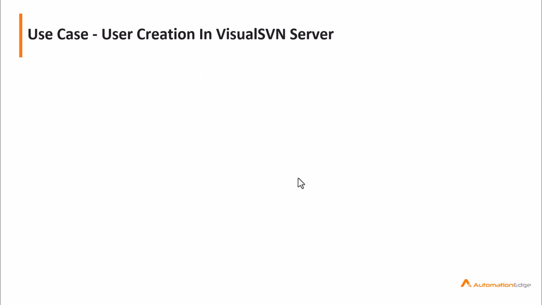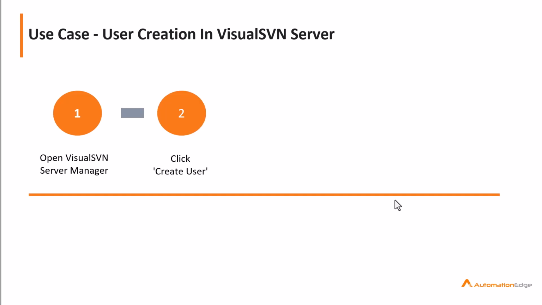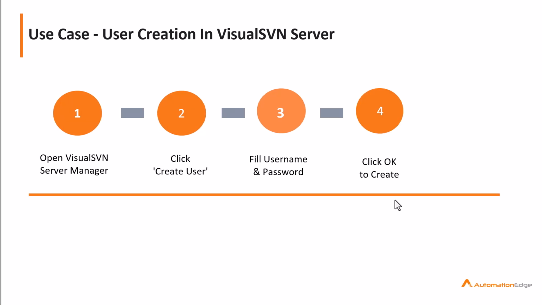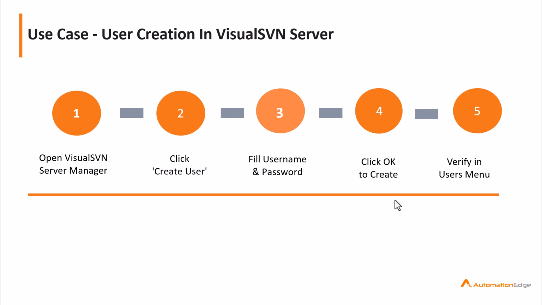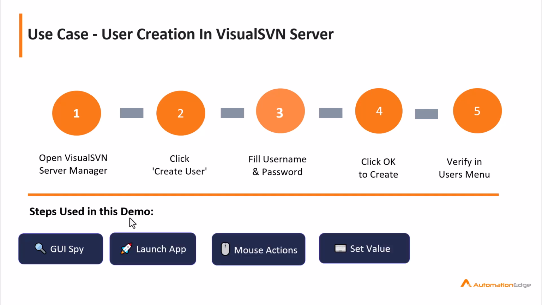Let's understand Windows Automation with the help of a simple demo. We are going to automate a process of creating a new user in Visual SVN Server. It's a server management tool. Let's see the steps of creating user. Step 1. Open Visual SVN Server Manager. Step 2. Click the Create User link. Step 3. Fill in the username and password. Step 4. Click OK to create the user. Step 5. Verify the user in the Users menu. The steps we'll use are GUI Spy, Launch Application, Mouse Actions, Set Value, and Windows Action. All right, let's see this in action.